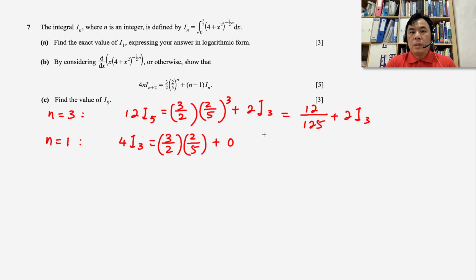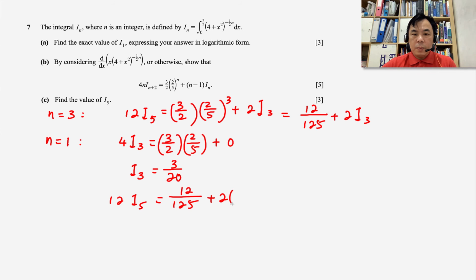Okay, so I hope that is clear. And then from here, we can conclude our I3, which is 3 over 20. And then from this section here, we're going to substitute this one inside here. We have I phi is equal to 12 over 125 plus twice of I3.